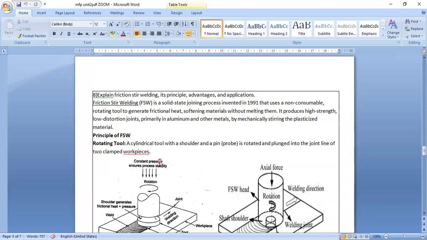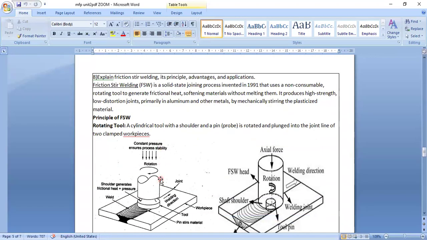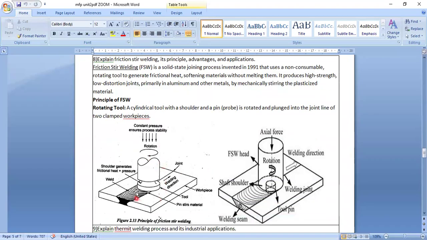Next question. Explain friction stir welding. What is friction stir welding? See, this is friction stir welding. One rotating element is there. It is started from here. It is rotated, going backside. So this is the welding area. So axial force is used, rotation, welding direction.